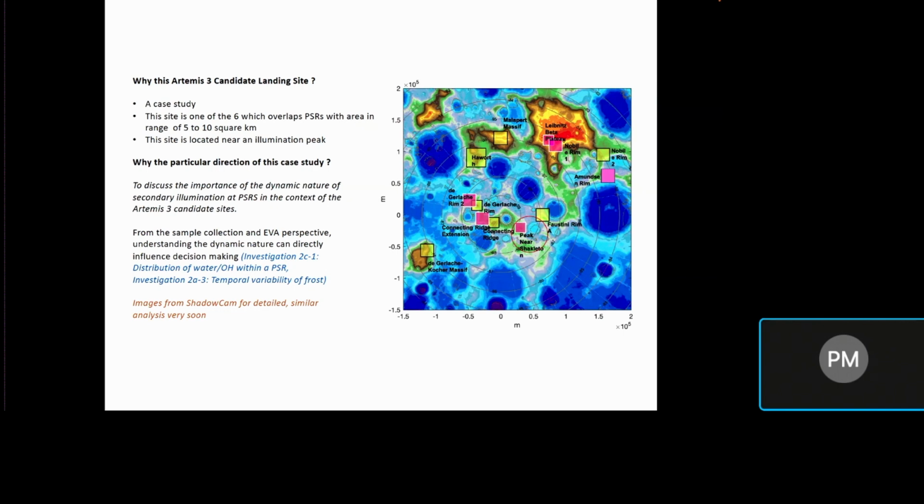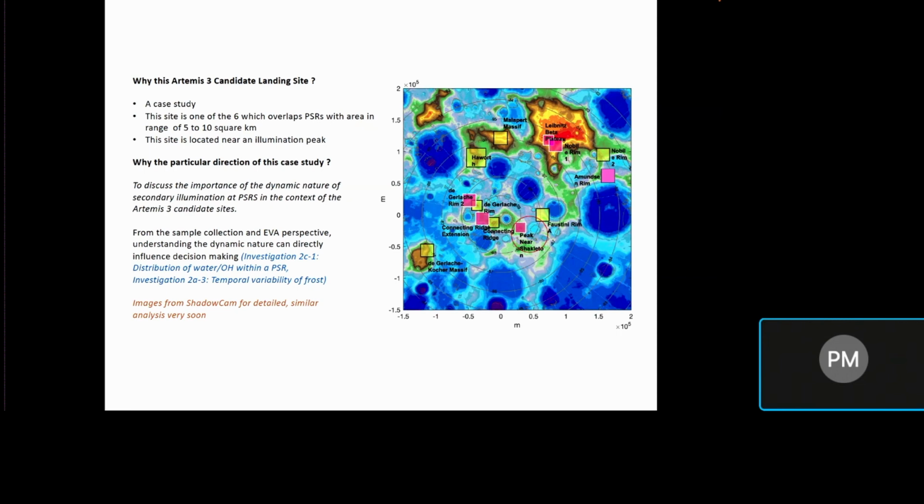So why this particular direction for this case study? Well, we want to discuss the importance of the dynamic nature of the secondary illumination in the context of these candidate sites. From the sample collection and the EVA perspective, understanding the dynamic nature can directly influence decision making. And if you look into the science definition report, especially investigations 2C1 and 2A3, this is called out with respect to temperature.